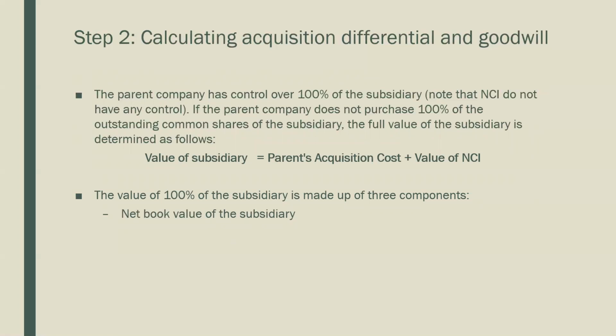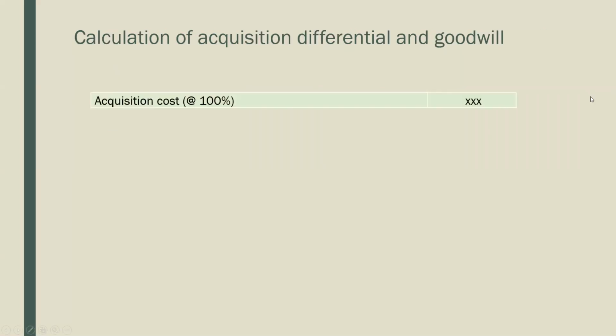Net book value, which is the shareholders' equity belonging to common shareholders, common shares plus the retained earnings belonging to common shareholders. Fair value differences of identifiable assets and liabilities. So if there's a difference between the fair value of assets and liabilities of the subsidiary and their book values, the differences are called fair value differences. And goodwill. Let's take a look at the calculation of acquisition differential and goodwill.